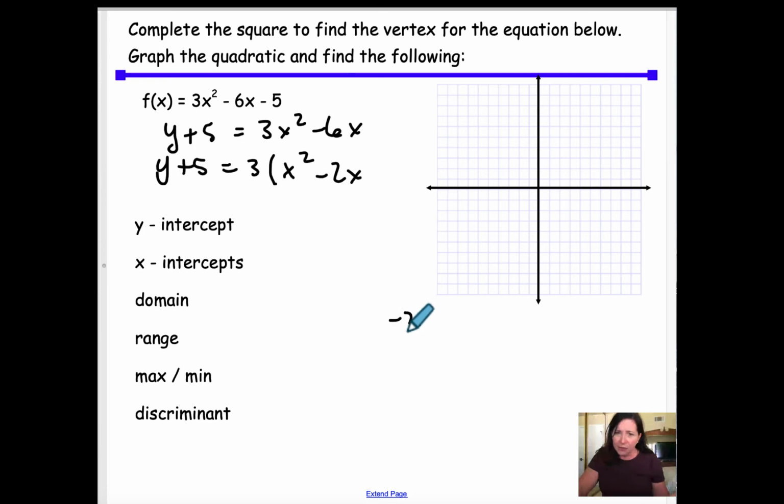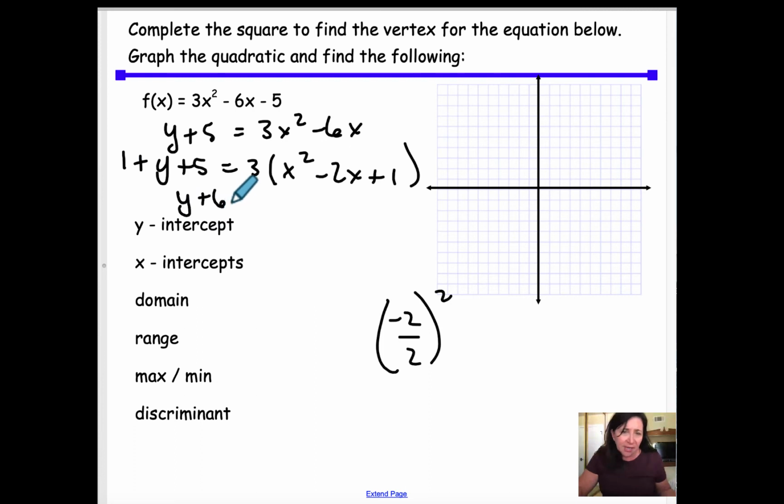So we can take that negative 2. We take half of that and then square it. So that's negative 1. Negative 1 squared is 1. So plus 1 here. And then I'm going to go plus 1 here. So I get y plus 6 equals 3 times the quantity x minus 1 squared. And then, did I miss something? Yes, I did. I didn't add this 3 times 1. So make sure you do that.